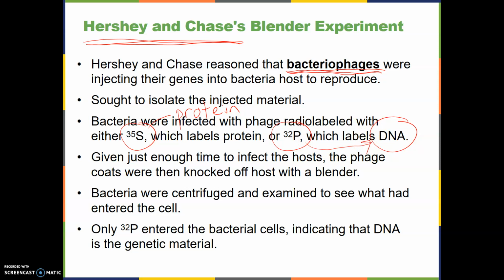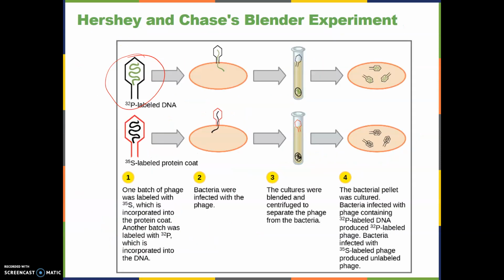So they determined what had entered the bacterial cells, and the only thing that had actually entered the cells was the radioactive phosphorus. So that indicated that DNA is the genetic material, because it would be the chemical that enters the cells that actually causes the host cell to reproduce new viruses. Because that's what viruses do. Viruses trick the host cell into producing more viruses.